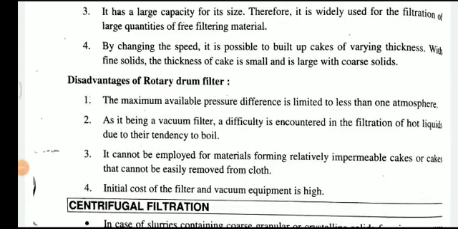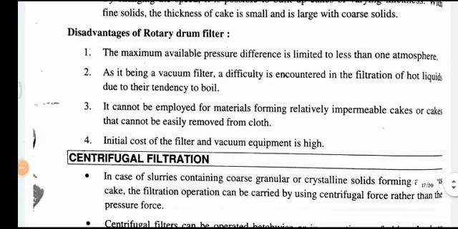The disadvantage is that the maximum available pressure difference is limited to less than 1 atmosphere, so pressure lower than atmospheric has to be generated. It being a vacuum filter, it has difficulty with filtration of hot liquids due to their tendency to boil. It cannot be applied to materials forming relatively impermeable cakes, or cakes that cannot be easily removed from the cloth. Also, the initial cost of the filter and vacuum is high. So in the next video we will discuss centrifugal filtration.